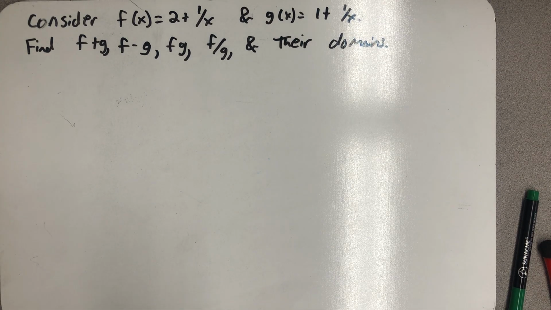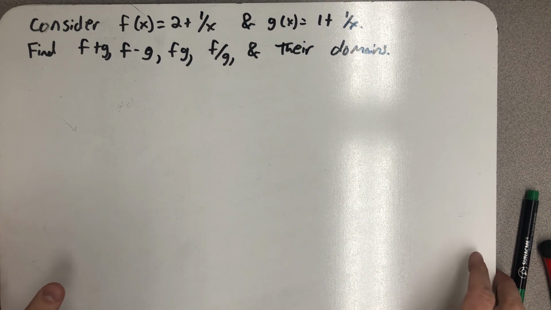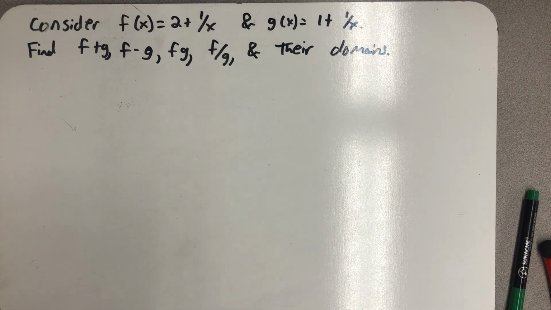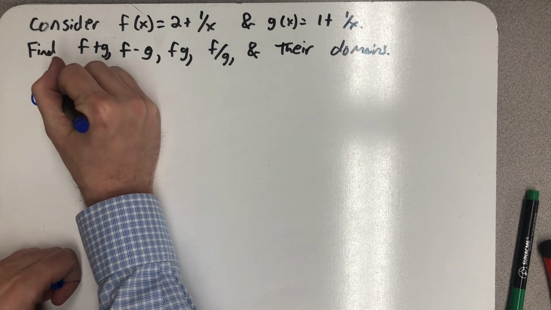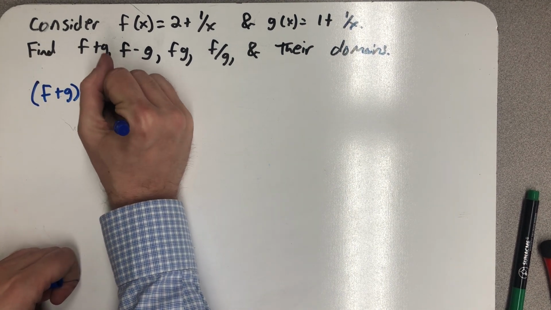Given these two functions f and g, we're asked to find f plus g, f minus g, f times g, and f over g of x, and all their respective domains. The two functions we're starting with, f of x is 2 plus 1 over x, and g of x is 1 plus 1 over x. And so we'll start by just finding the functions we've been asked to find.